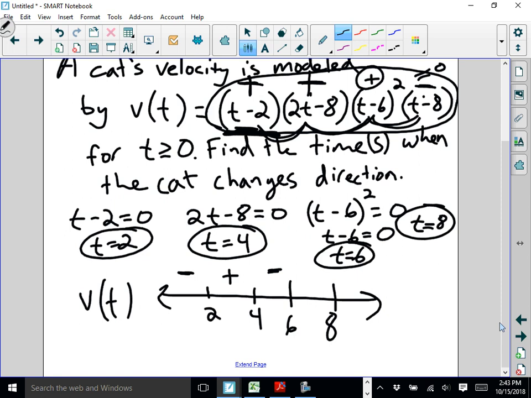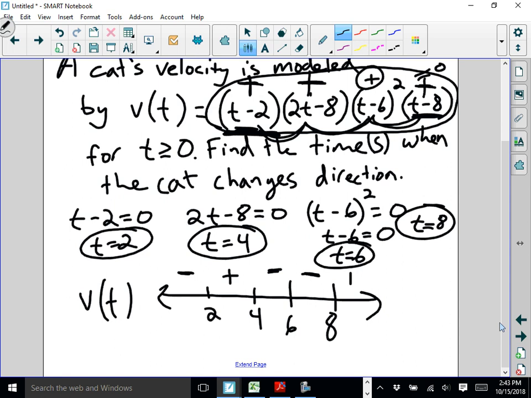And when I use a number bigger than 8, let's use 9. 9 minus 2 is positive. 2 times 9 minus 8 is positive. 9 minus 6 squared is positive. This one now, t minus 8, 9 minus 8 is now positive. And I get all positives, so it's positive.